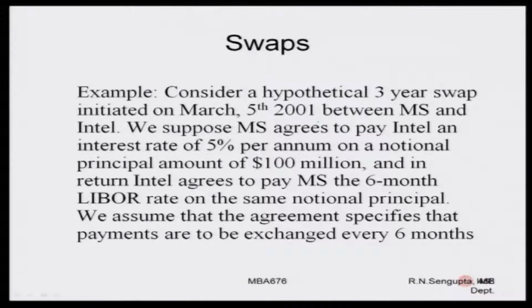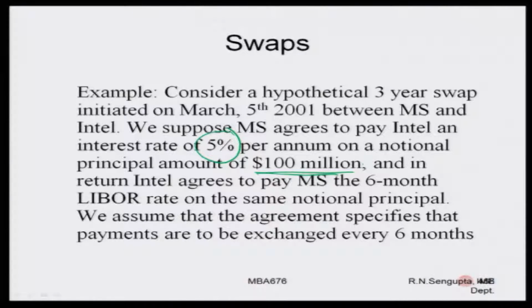So, this percentage which is given is basically fixed, and this is the notional amount. And in return, Intel agrees to pay Microsoft the 6-month LIBOR rate. The LIBOR rate is basically the floating one. If you remember, the London interbank offer rate, London interbank bid rate, or equivalently in India the Mumbai interbank offer rate and Mumbai interbank bid rate. A 6-month LIBOR on the same notional principal amount of 100 million.